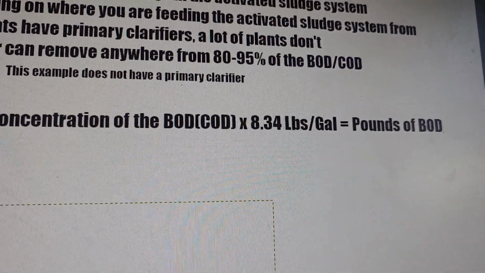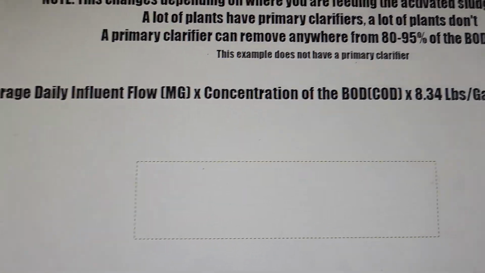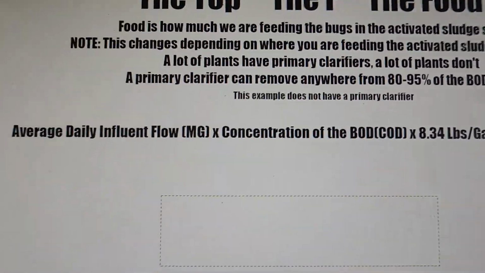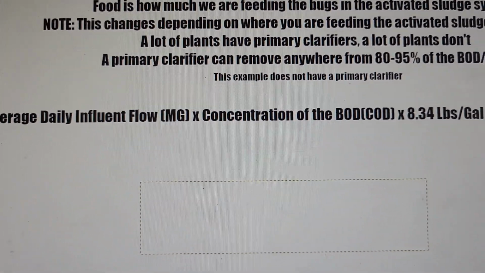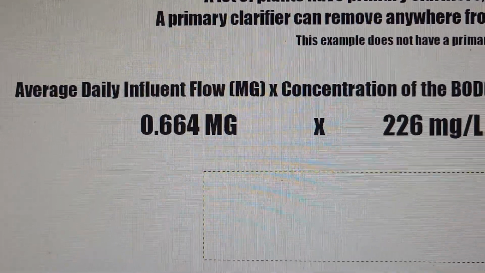8.34 pounds per gallon. This is the pounds formula. This is what I was talking about in my last video. If you don't know how to do the pounds formula, you're not going to be able to do F to M. Go watch the pounds formula video. I mean, I've got it broken down here. From the problem, you should have it.